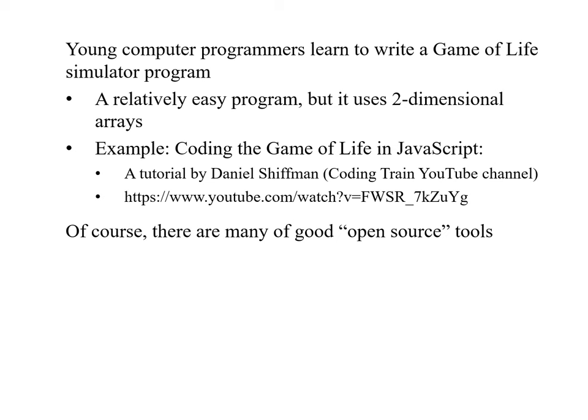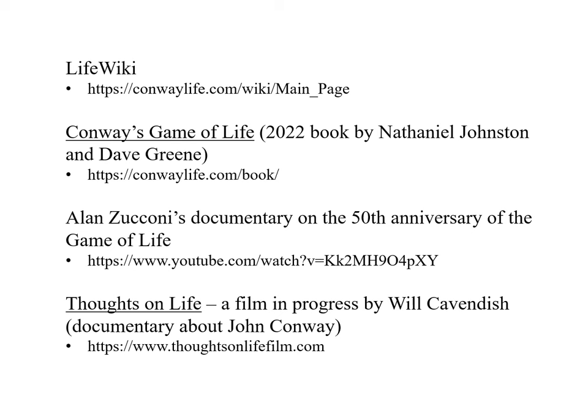Of course, you can write your own simulator, or you can use some of the open source ones that are out there. And there's lots of places to find out more interesting things. There's a wiki that has lots of different stuff about the current state of Game of Life research, and it's called Life Wiki. And in fact, these two guys, Nathaniel Johnston and Dave Green, who are kind of shepherds of the wiki site, have actually put together a book, Conway's Game of Life, and it's really hard. But it's free, so it's okay.